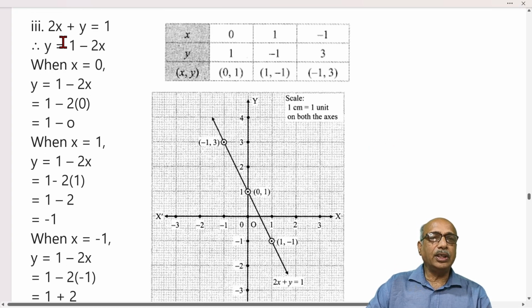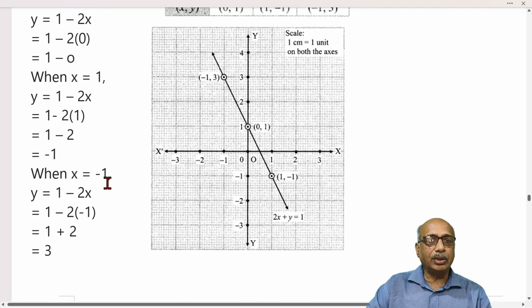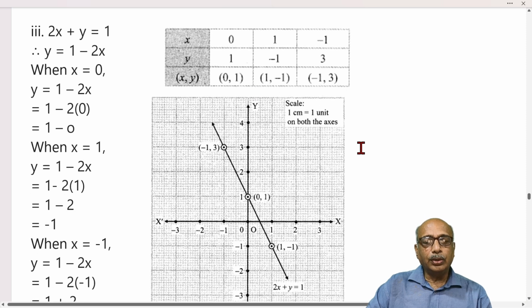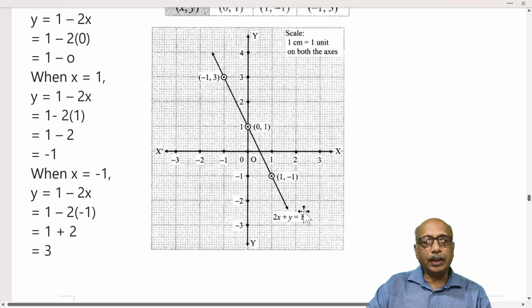Third example based on this, 2x plus y equals 1. So y equals 1 minus 2x. When x equals 0, we only have to substitute the value of one variable and get the other variable. When you simplify, you will get y equals 1. When x equals 1, in the same equation you substitute, you will get y equals minus 1. When x equals minus 1, you will get y equals 3. Like this table. Clear? So you can plot the graph. Write the equation of the line here. Like this you have to draw.